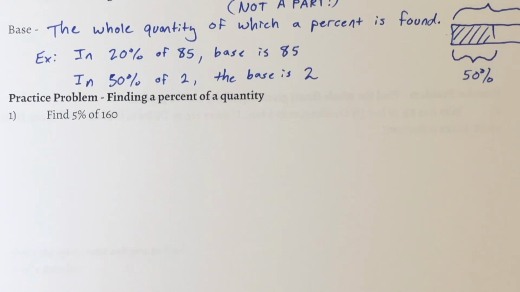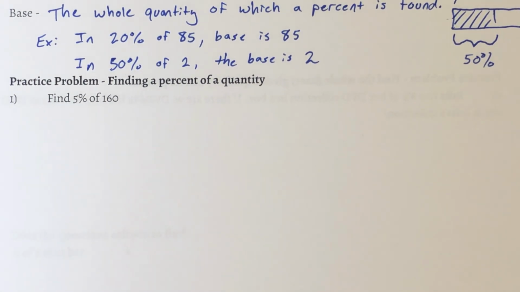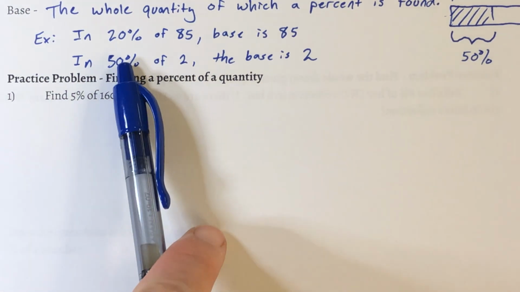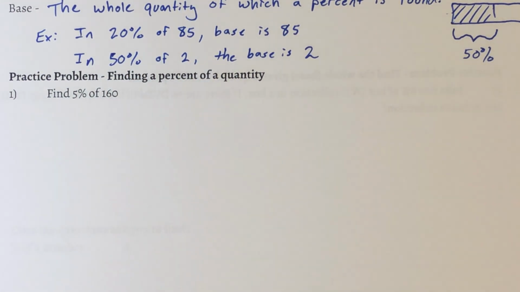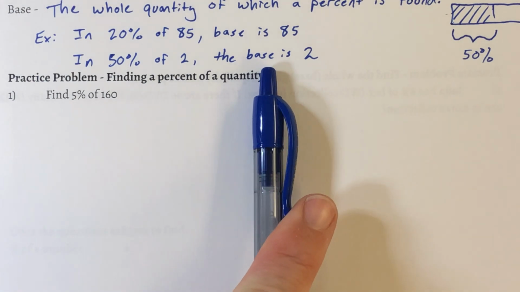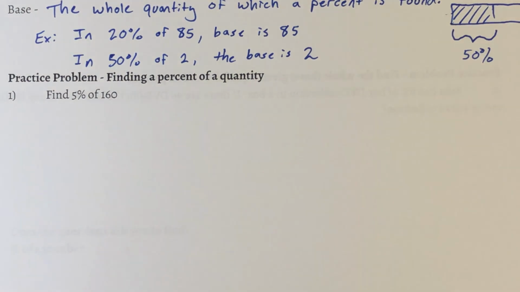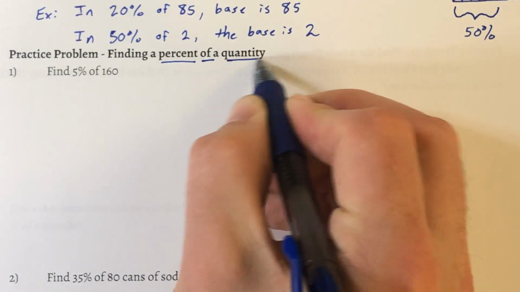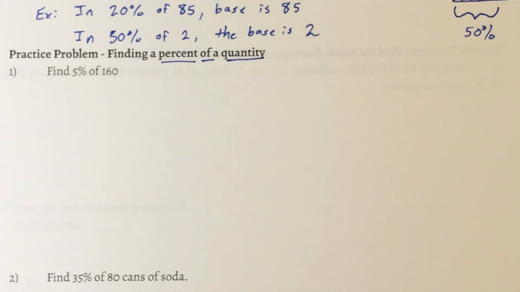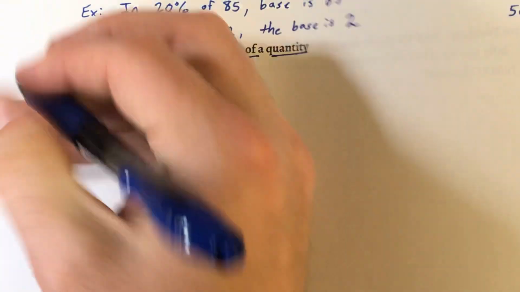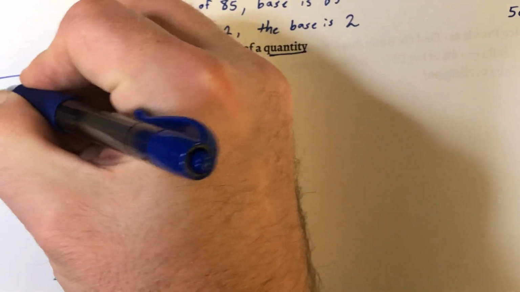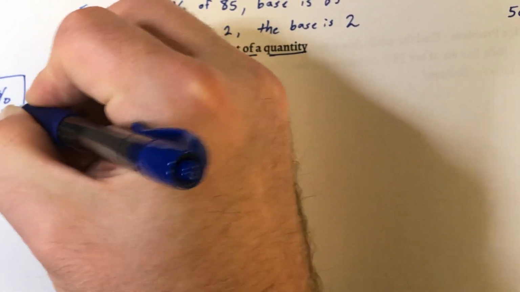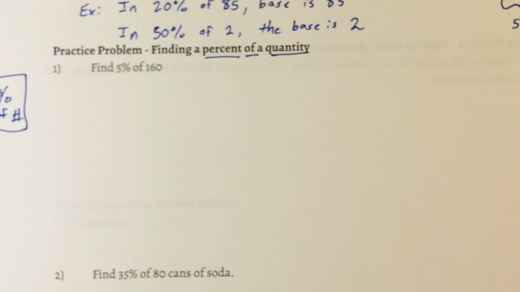All right, first practice problem. So we're going to have two types of problems that we're going to be going over. One is finding percents of numbers. The other is calculating a base, or the grand total or original total of something. So the first practice problem, we're going to be finding percents of quantities or percents of numbers. So I'm going to make a note of that. Percent of number. That's what this type of problem is going to be.